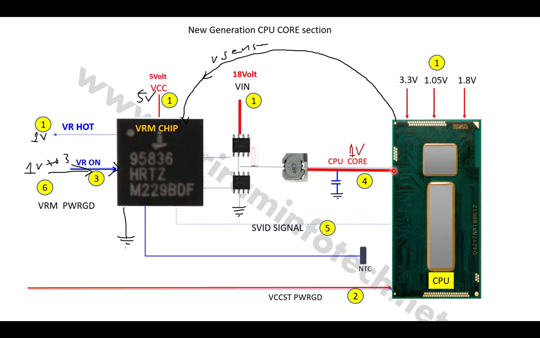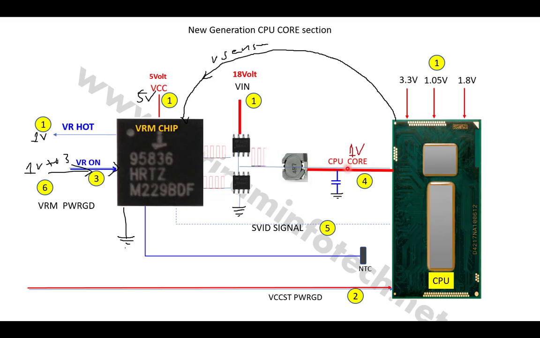The CPU has its own power management department. Once the CPU receives the power from the VRM section, it reacts and generates this SVID signal. Here is the SVID signal, where VID stands for voltage identification signal. That means once the CPU receives the power, it checks all that power and informs the VRM chip whether the power it got is perfect or not. If it got less power, then it informs that it needs more power. If it got more power, then it informs the VRM chip to reduce the power. So this type of communication takes place from CPU to VRM chip.